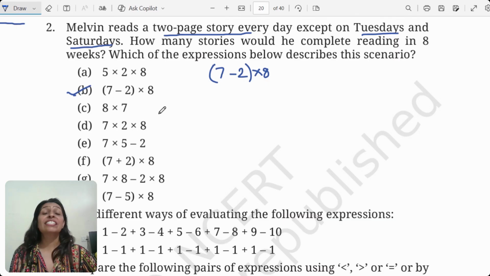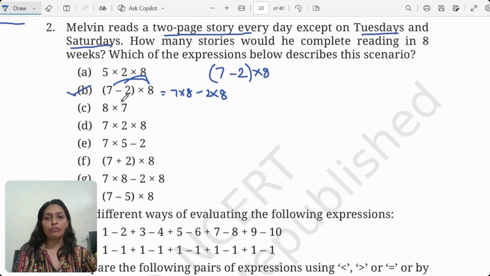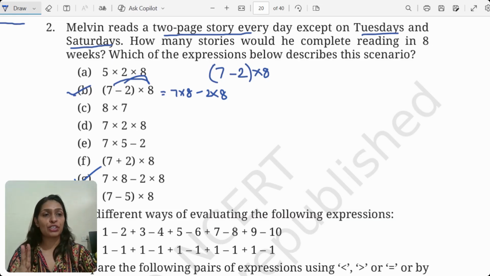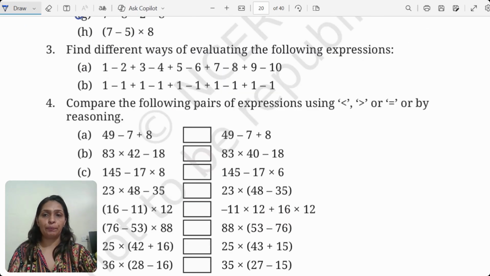Yes, we have discussed the distributive property very well in the previous video, right? Think of that if I want to open the bracket here. So this is going to be 7 multiplied by 8 minus 2 multiplied by 8. Okay, and which one is matching here? Yes, if you thought about G1, you are correct, right? So these are the two options which give the correct description of this scenario.